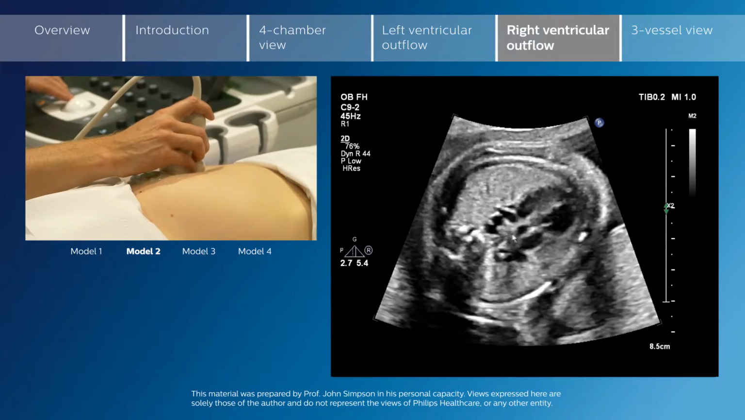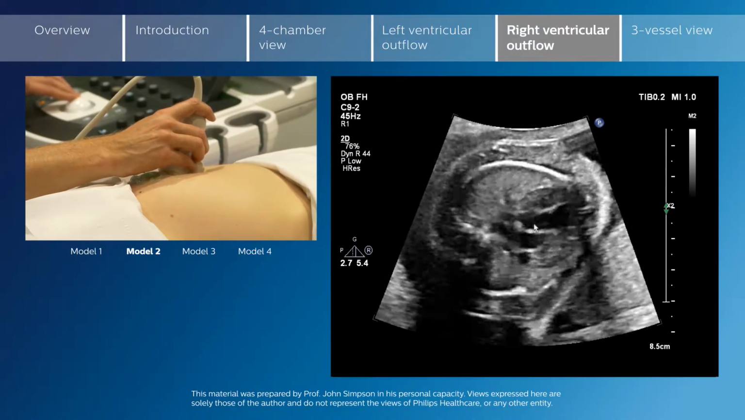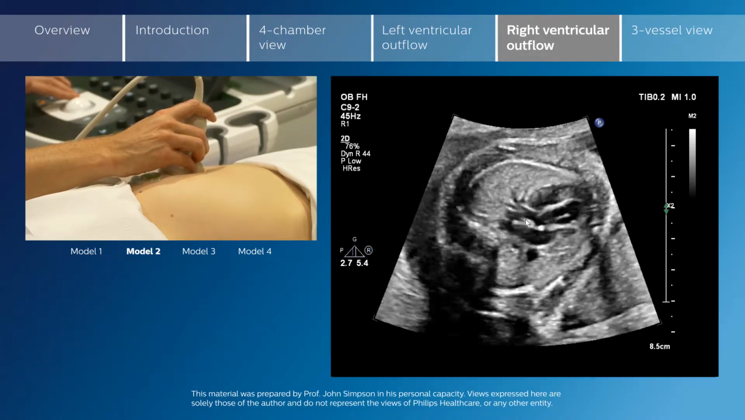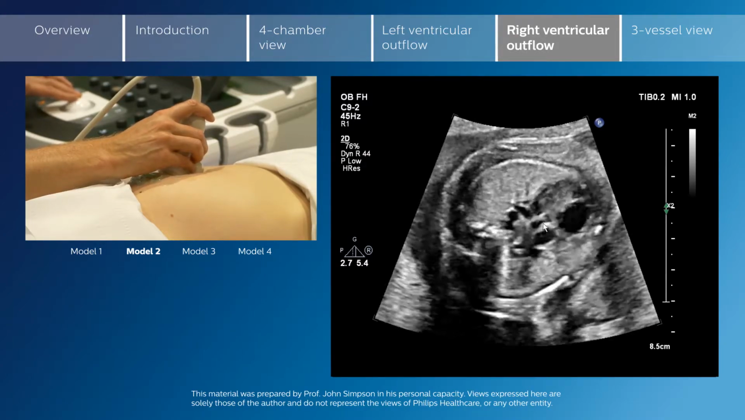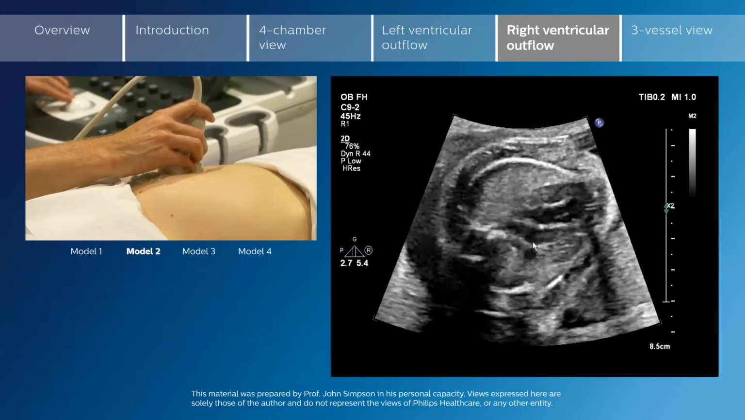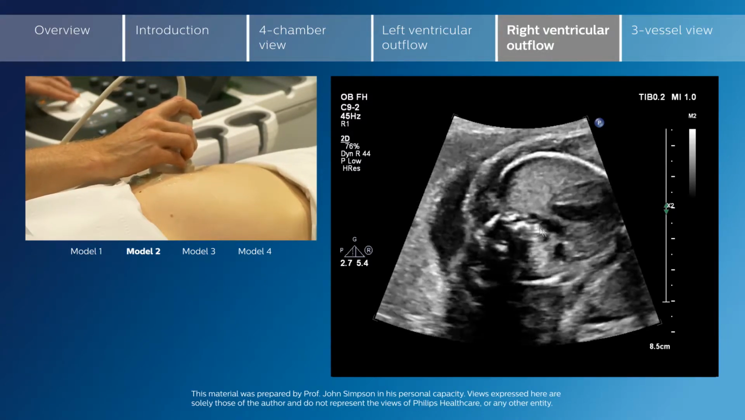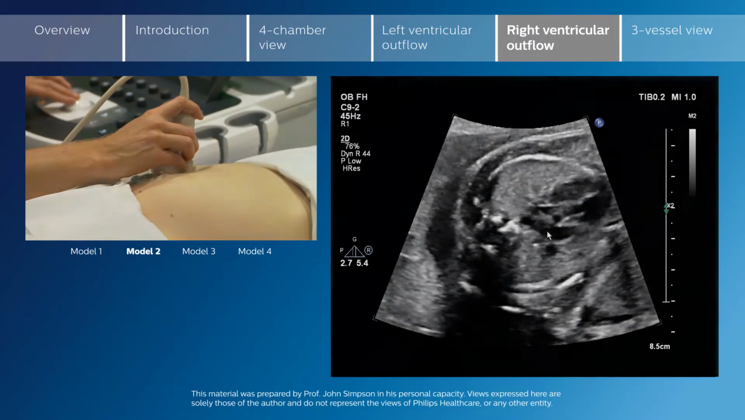So the main pulmonary artery and the right pulmonary artery are seen here, the left, and the arterial duct just above the left pulmonary artery. So the pulmonary artery is a bifurcating structure in contrast to the aorta, which gives rise to the transverse aortic arch and does not bifurcate in the same way.